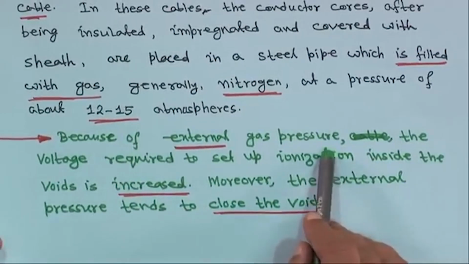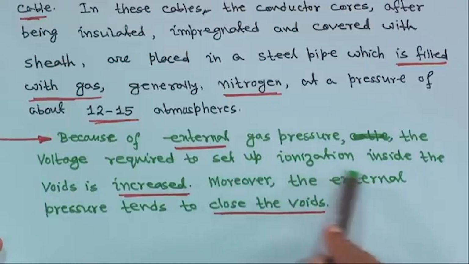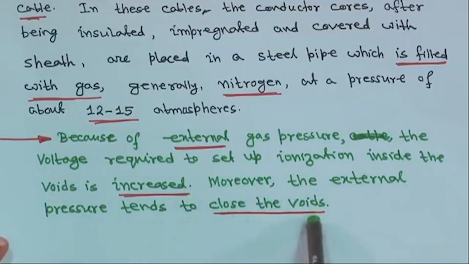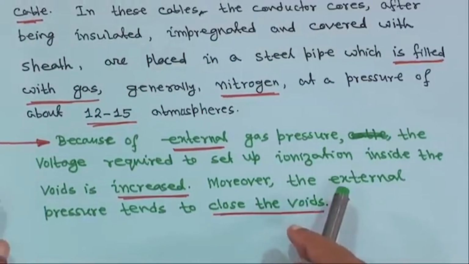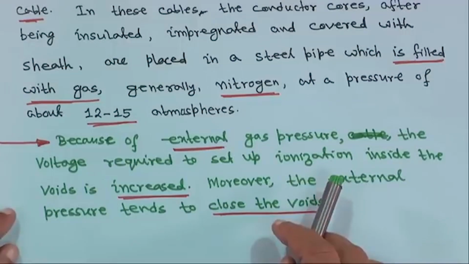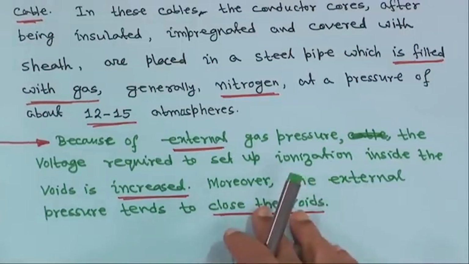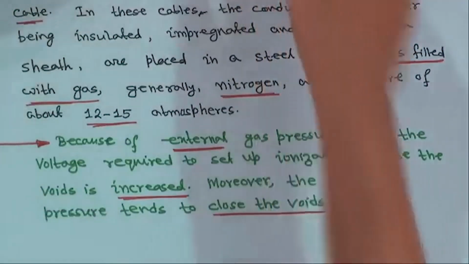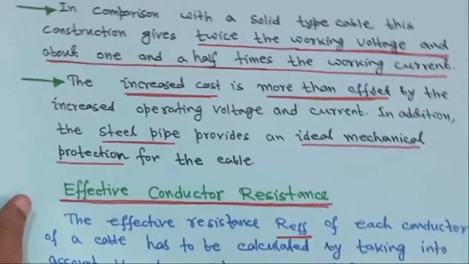Because of the external gas pressure, the voltage required to set up ionization inside the void is increased. Moreover, the external pressure tends to close the voids. So there will be no question of breakdown if void formations are there, but manufacture of such cables is very complicated. But these are some ideas about the theories.